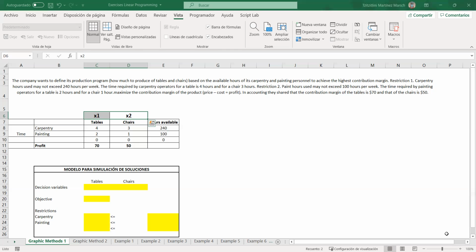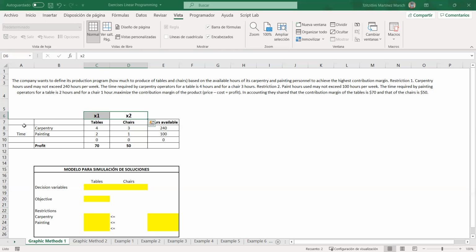So what we're also going to take is this contribution margin. The accounting department has told us that we have a contribution margin of $70, or 70 pesos, depending on where you are, for a table and 50 for a chair. Okay, so that's what we have.